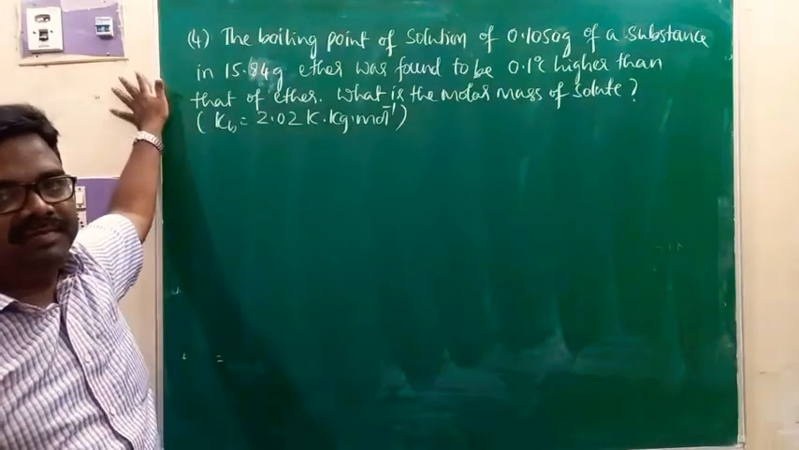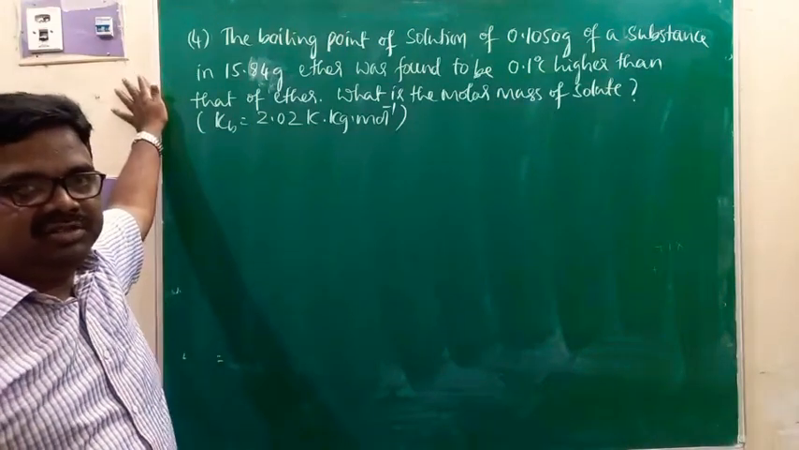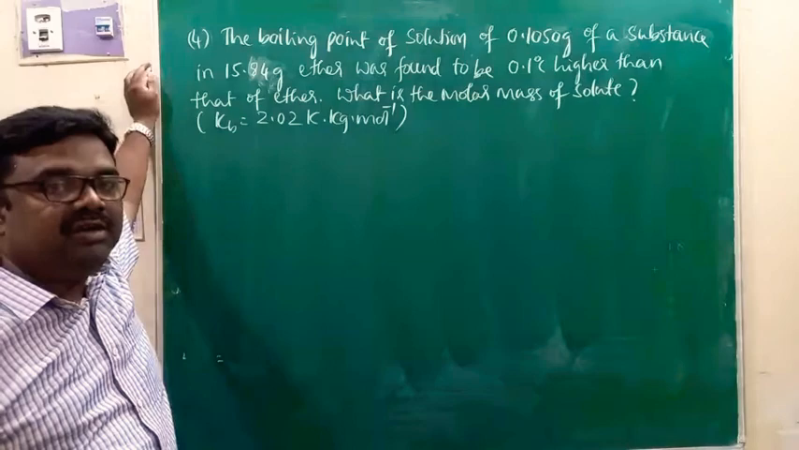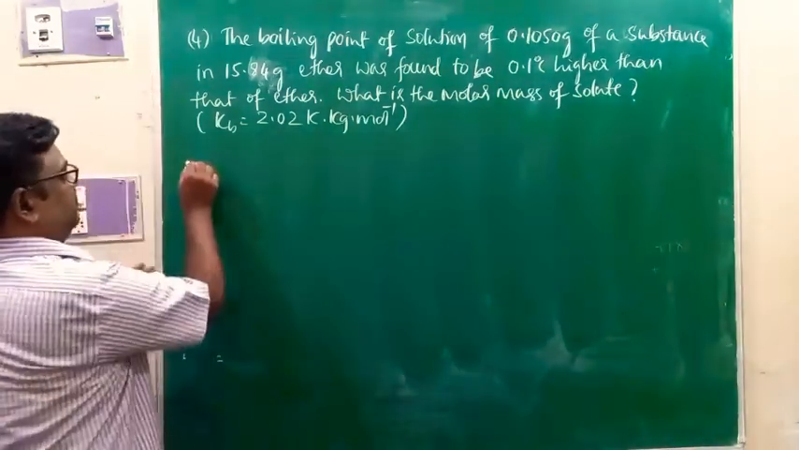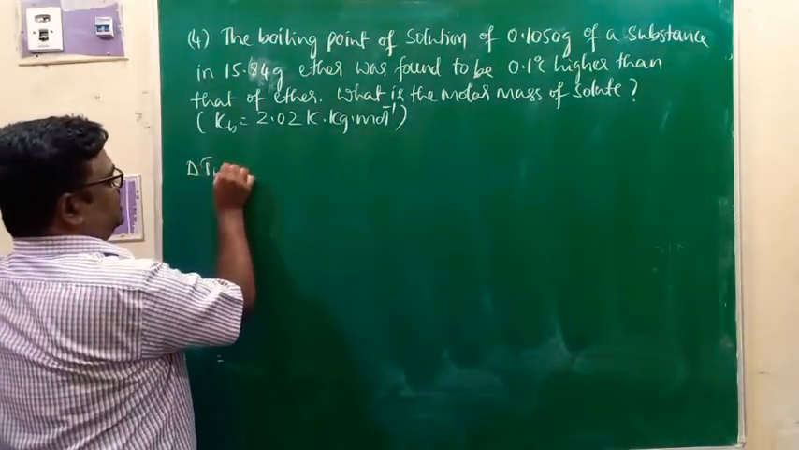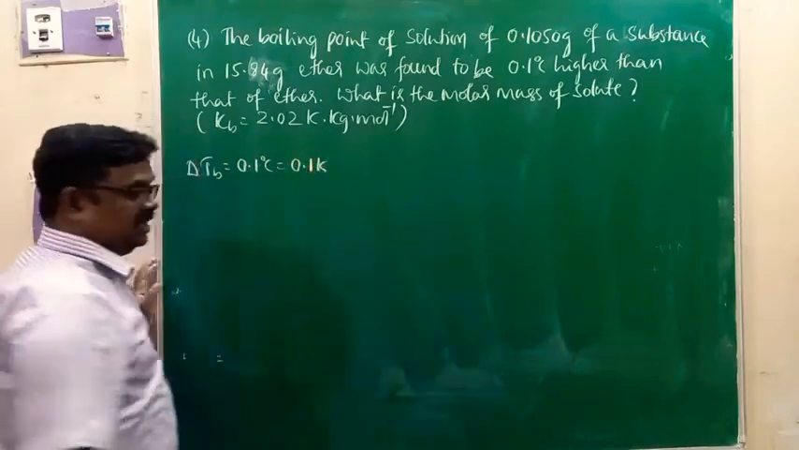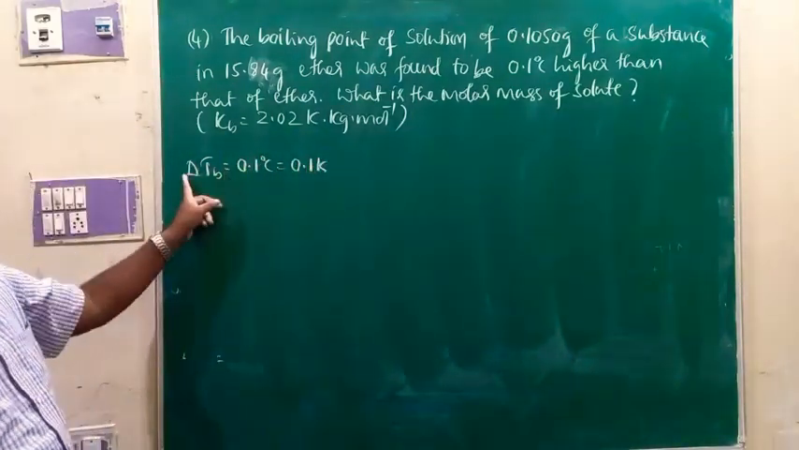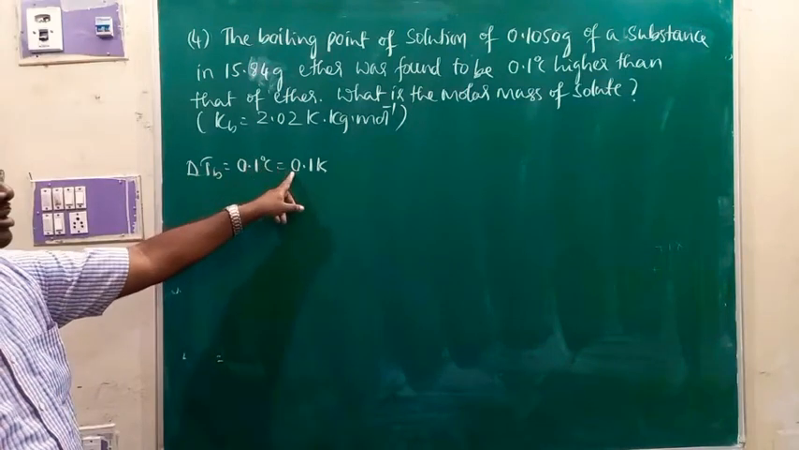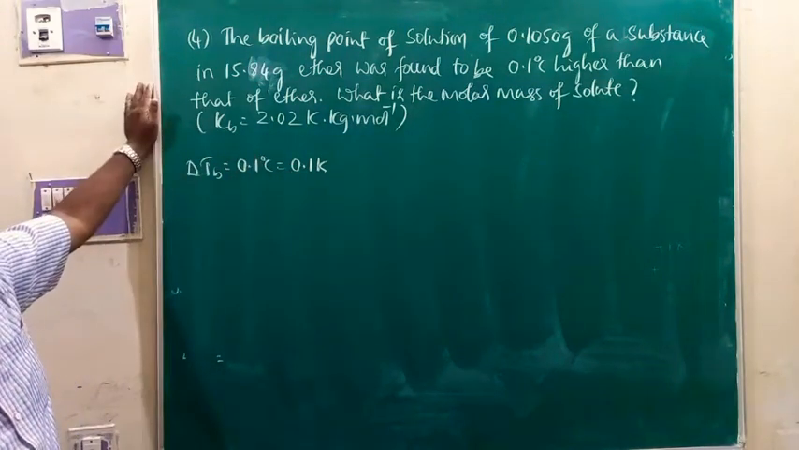Elevation in boiling point. The boiling point of the resulting solution is greater than that of the solvent by 0.1 degree Celsius. Therefore, delta TB is equal to 0.1 degree Celsius or you can say 0.1 kelvins. Change in temperature delta TB in degree Celsius is equal to change in temperature in kelvins.